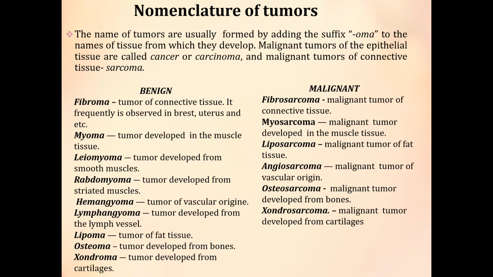And here in this slide you see the common tumors of the mesenchymal origin. For example, fibroma, myoma, leiomyoma. Leiomyoma is a tumor developed from the smooth muscle, and the malignant form of this tumor is called leiomyosarcoma. Rhabdomyoma is a tumor developed from striated muscle, and the malignant form of this tumor we call rhabdomyosarcoma.